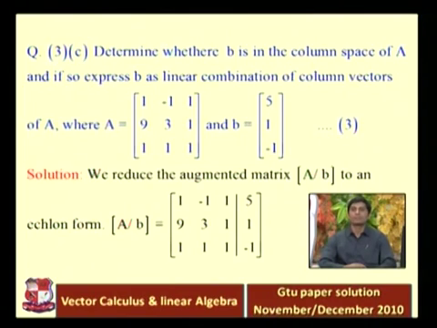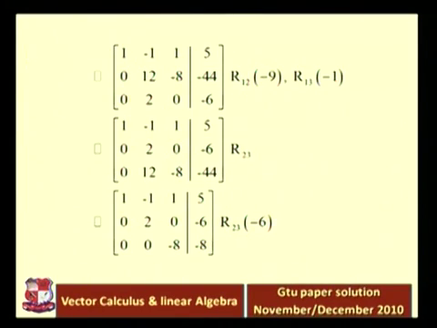Now you can understand how we convert this matrix into row echelon form. We have the augmented matrix A|B: 1 -1 1 5, 9 3 1 1, 1 1 -1 1. We are converting this matrix into row echelon form, so we multiply the first row by -9 and add it to the second row. We multiply the first row by -1 and add it to the third row. So here is the process.